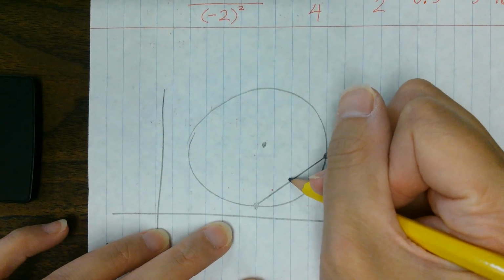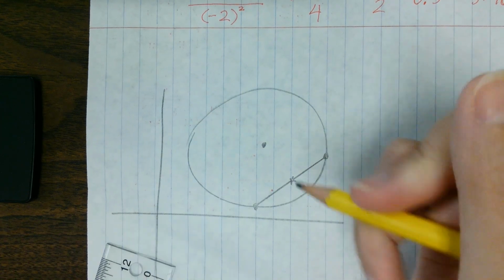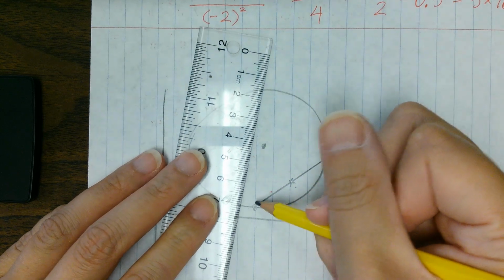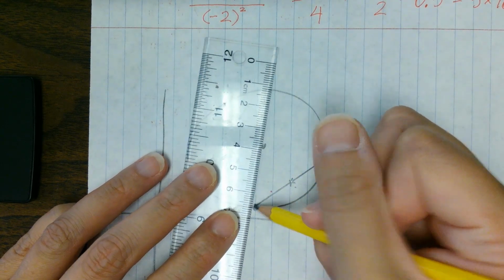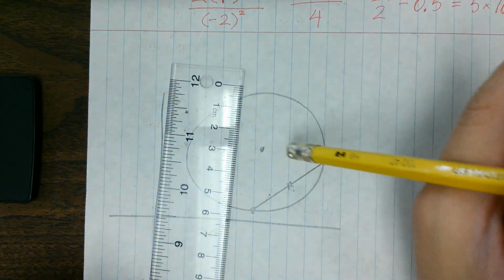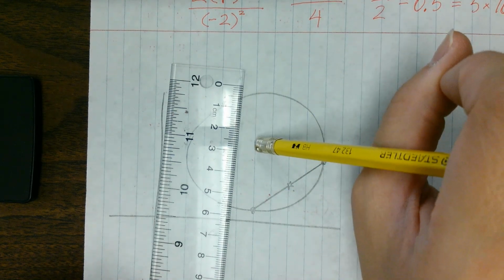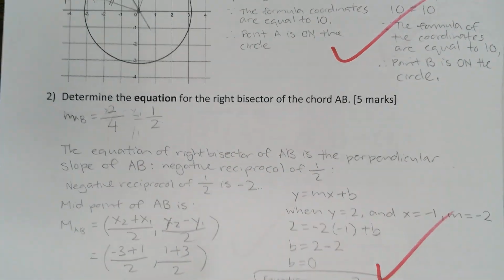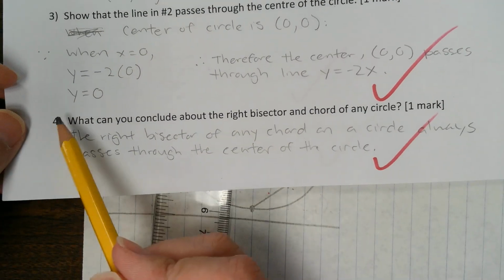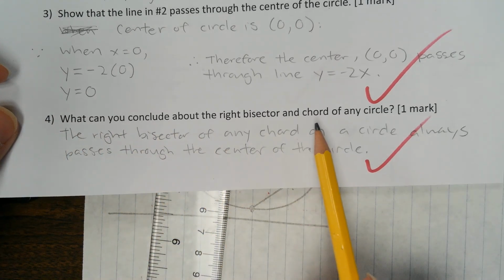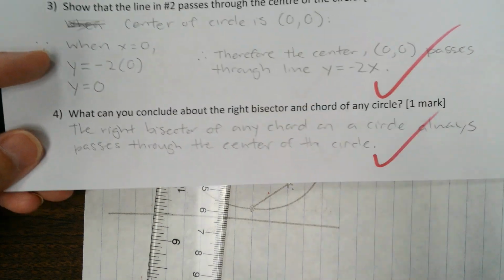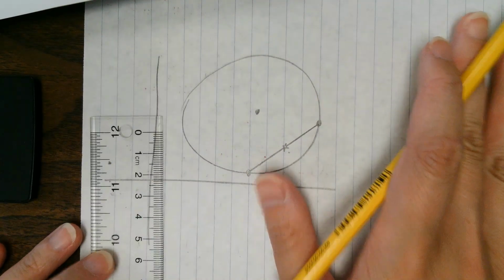Well, I know that the right bisector of this will also go through this point. But what we have right here is just one example. Is this one example enough for us to actually prove this property? No, it's just one example. So I just want to show you guys how we could actually prove it.